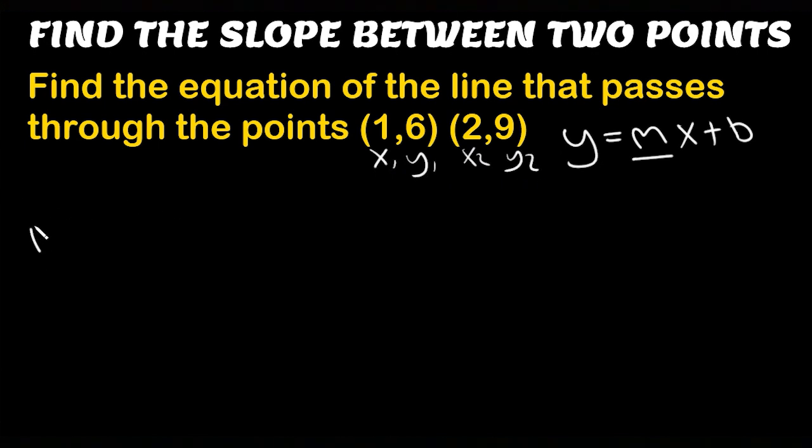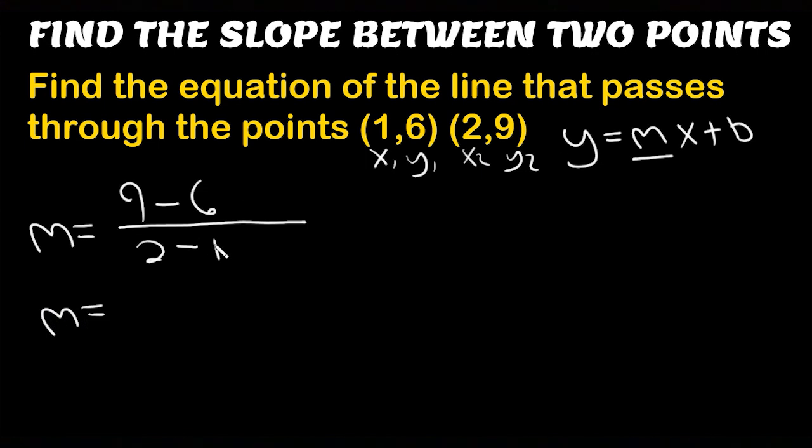And then over here, we're going to write m is equal to, y2 is 9, minus my y1, which is going to be 6. x2 is 2, minus my x1, which is 1, right? My slope is going to be equal to 9 minus 6 will give me 3. 2 minus 1 will give me 1. My slope is 3. Okay? So from here, we can now get the equation of the line, but first, we must find what the y-intercept value is going to be. That's going to be your b value.